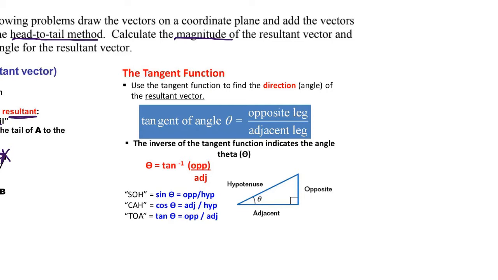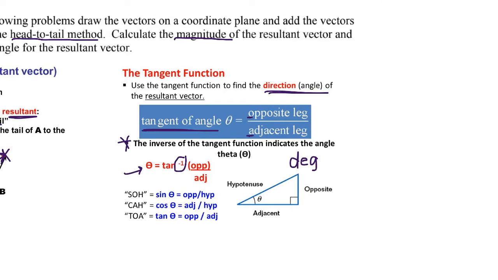If we want to find the direction angle of the resultant vector, we always use the trig function tangent. Remember, tangent is opposite over adjacent. We have tangent theta equals opposite over adjacent, but we are solving for theta itself, so we need to take the inverse tangent of both sides. We need to make sure our calculators are set in degrees. That is important.